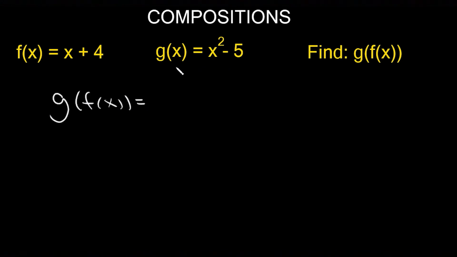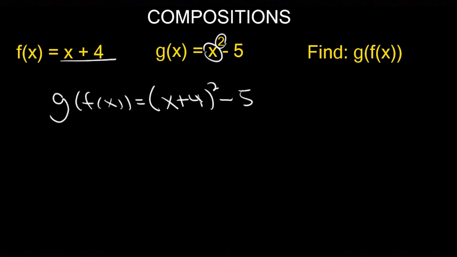Okay, so looking at g of x, here's my x. That means I have to plug in x plus 4. Okay, so make sure you're doing it in parentheses because you do have an exponent right here. So in parentheses, I'm plugging in x plus 4 and then squaring it, and I still have this negative 5 on the outside. All right, so minus 5.